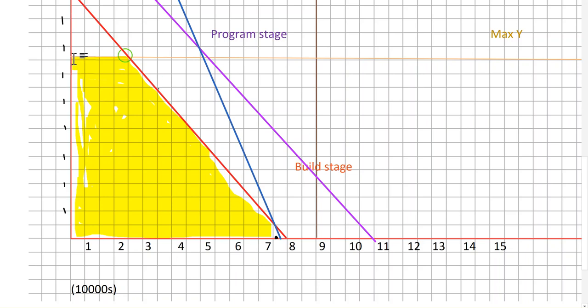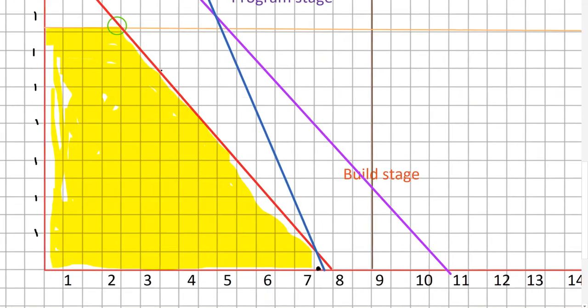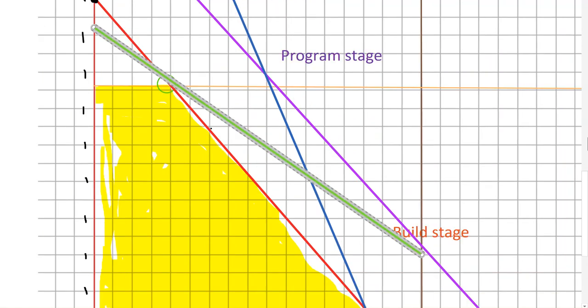So we have the optimal point in one of these corners. We have a corner here. Let me zoom in a little bit. So we have one corner here, one optimal point, or here, or here, or here. Any of these corners could be our optimal point.